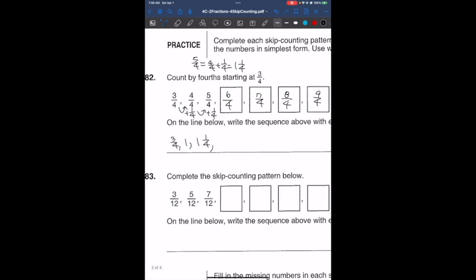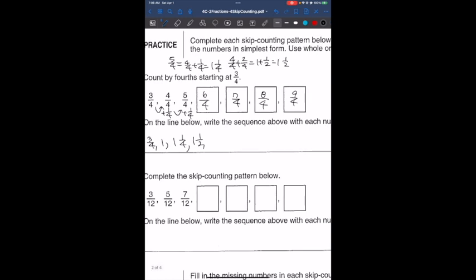Then we have 6 over 4 first. So 6 over 4 can be written as 4 over 4 plus 2 over 4. That is going to be 1 plus 1/2. So it's going to be 1 and 1/2. Then we have 7 over 4, which is 4 over 4 plus 3 over 4. So it's going to be 1 and 3/4.